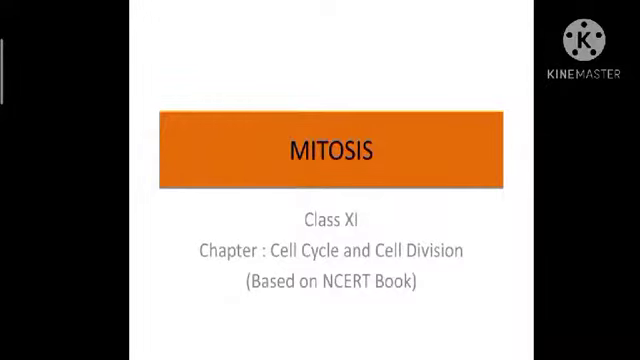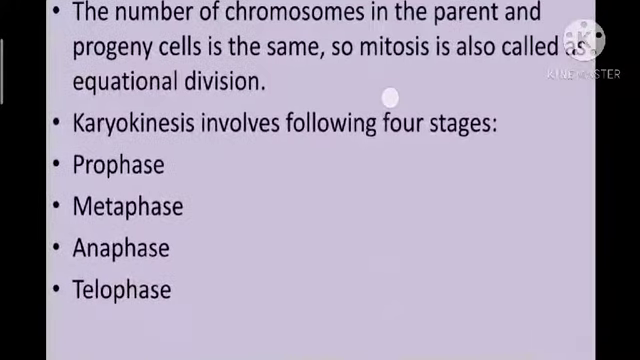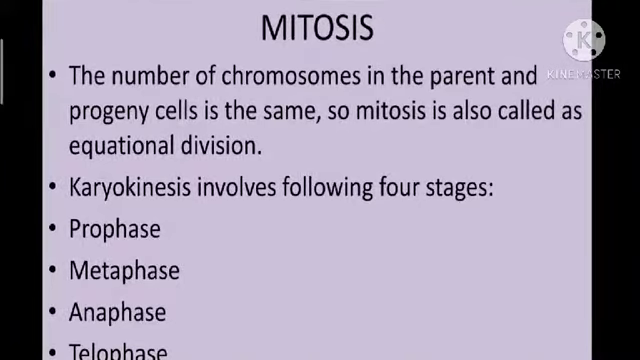Hello students, today we can see the topic mitosis, a type of cell division. Where does this mitosis take place? Mitosis occurs in somatic cells. What are somatic cells? These are nothing but the body cells. All the body organs are made up of cells called somatic cells. Except the reproductive cells, all the other cells we can consider as somatic cells. So in the somatic cell, mitosis division takes place.